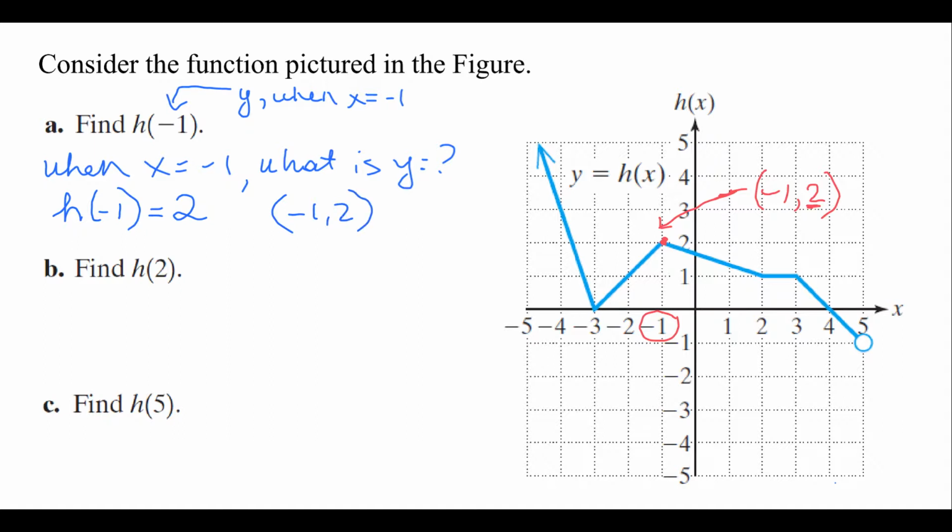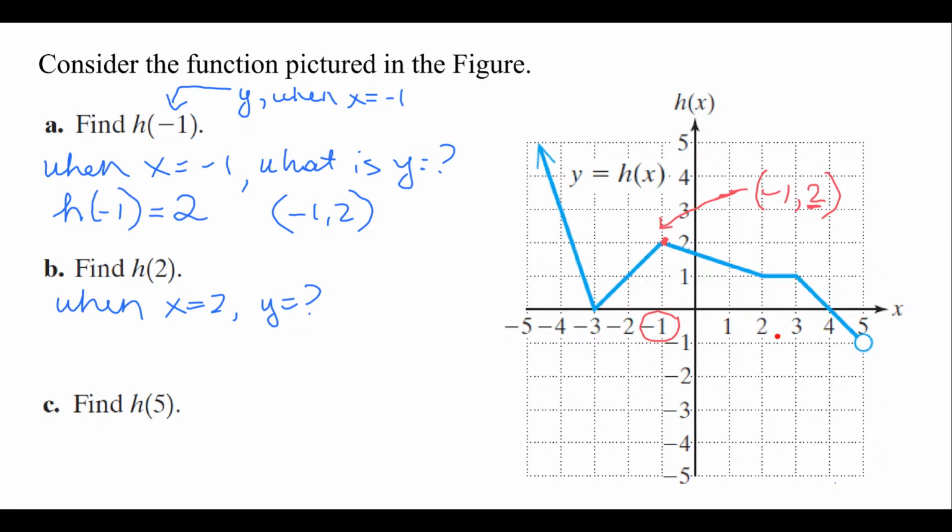Let's look at part B. Part B is asking us to find h of 2. h of 2 basically means when x equals 2, what is y? So again, we're going to look at our graph. So we're looking for x equals 2. So where is my x? There's my x-axis, and here's x equals 2.